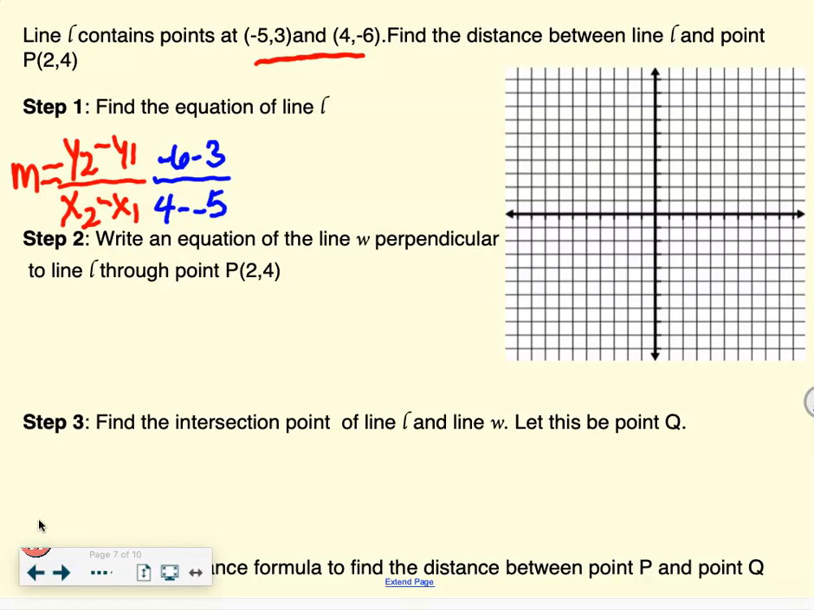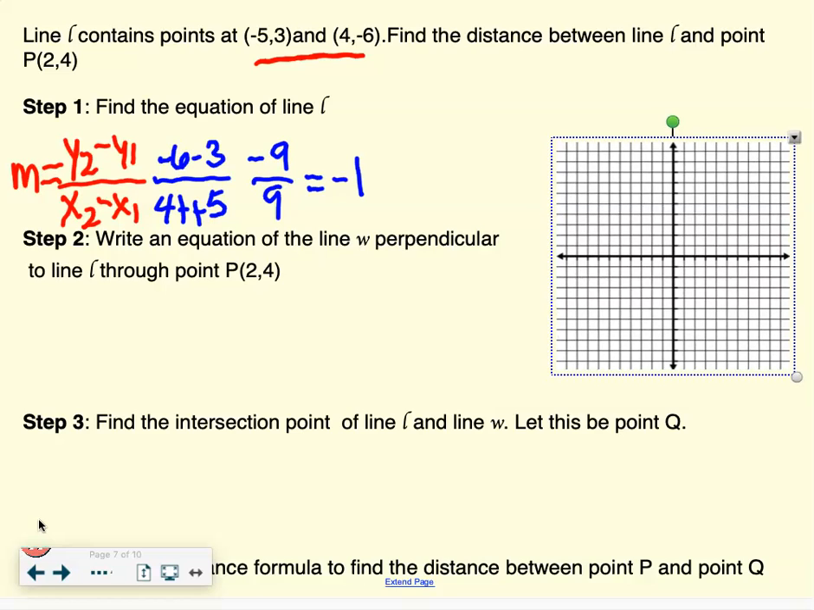So what is -6 minus 3? -9. Negative 9 over 9 is really -1. Perfect. So we have our slope. How do we find our y-intercept?